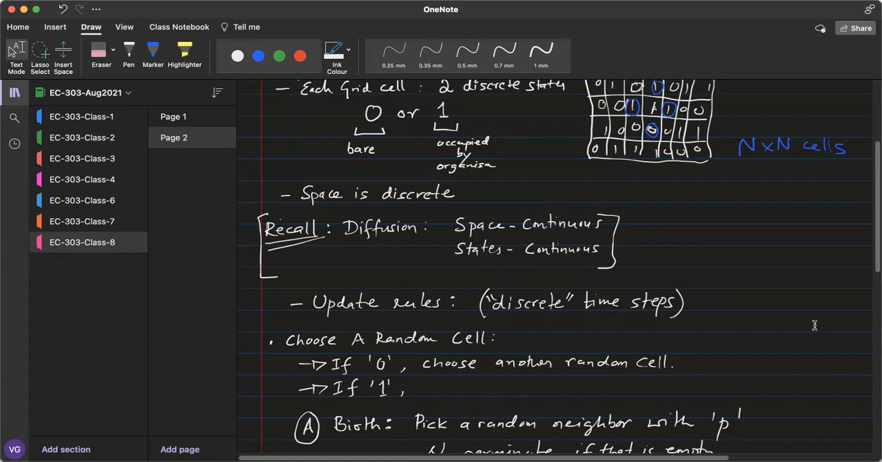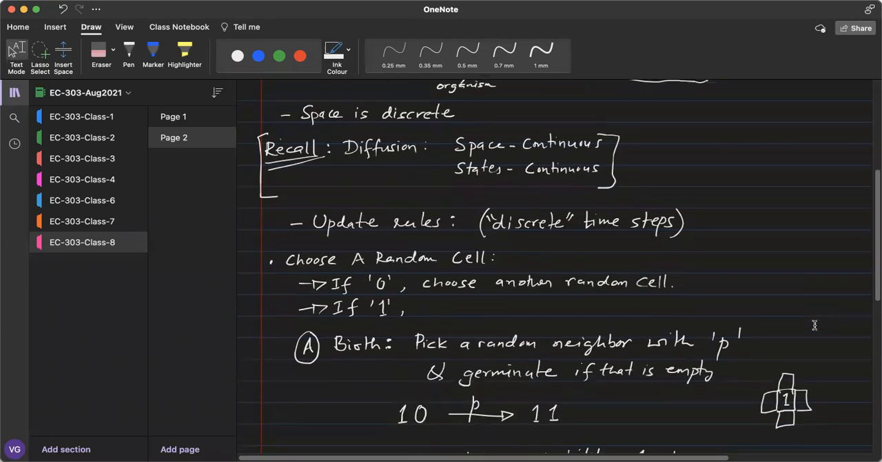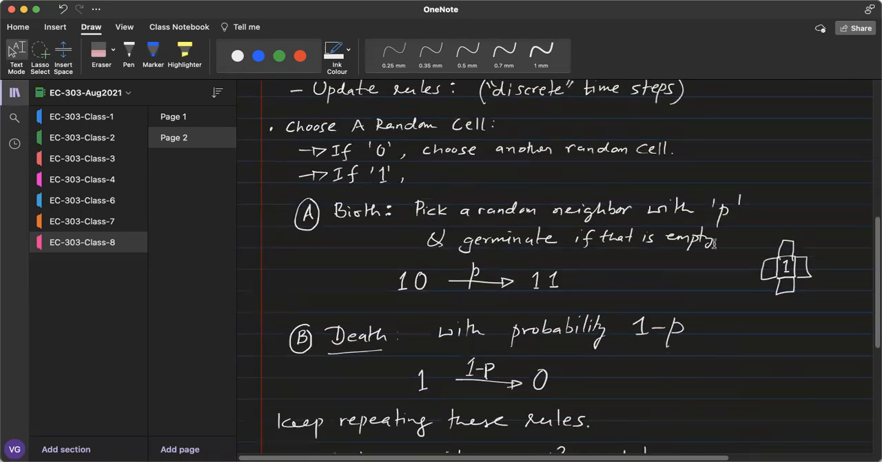So are we taking an equal probability that each particular neighbor could be chosen? That's right. All the neighbors are chosen equally, because I'm not favoring a neighbor in this step. It could be any of the 4 neighbors. Pick a random neighbor with probability P.